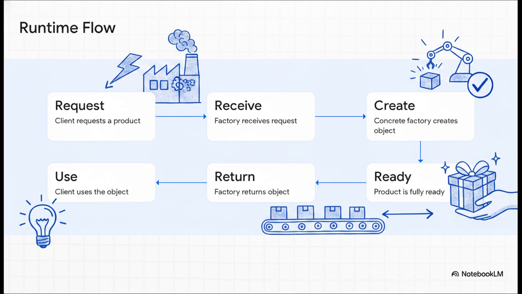4. The product is ready. 5. The factory safely returns that created product back to the client. And finally, 6. The client uses it. And notice this whole process happens without the client ever typing the word new.